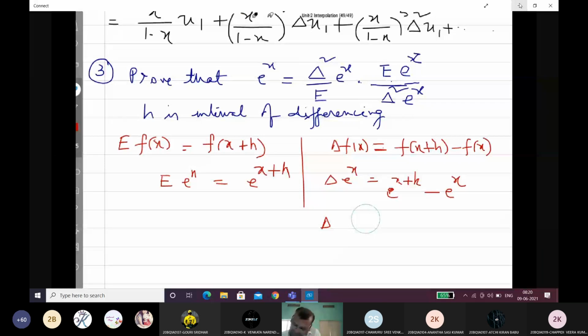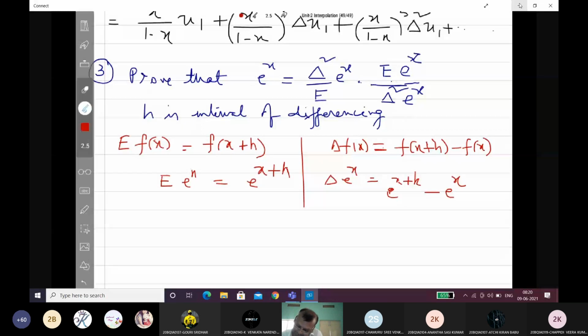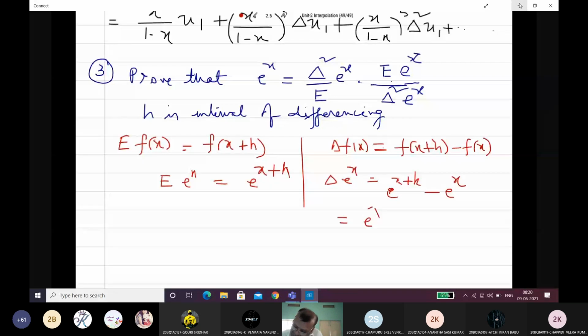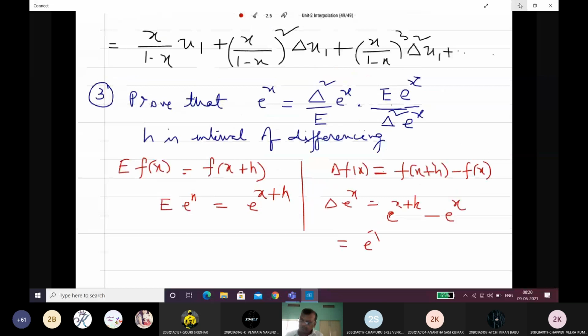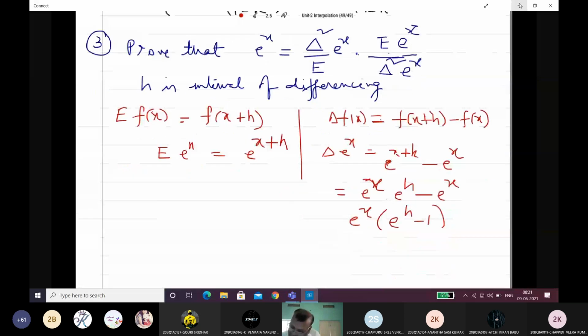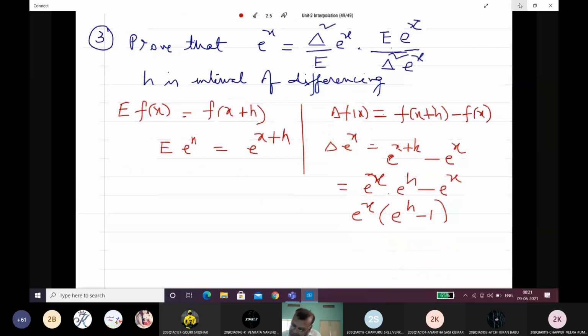Rewriting this one, e power x into e power h minus e power x. You have to take e power x as common, e power x into e power h minus 1. So similarly we can find out delta square e power x, that is equal to delta of this above function, e power x into e power h minus 1.